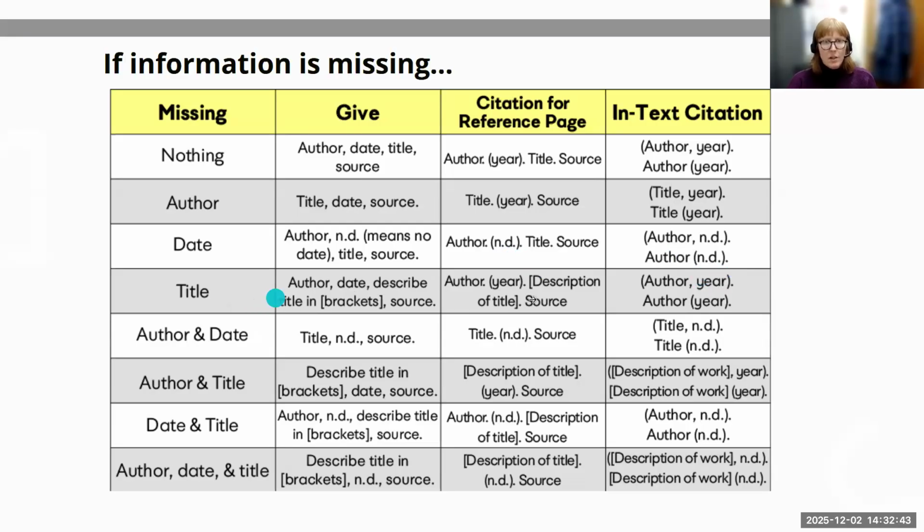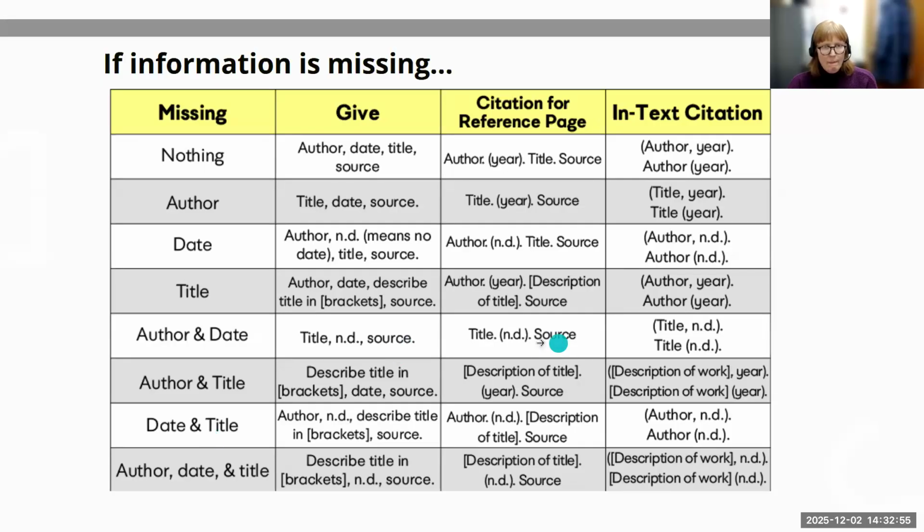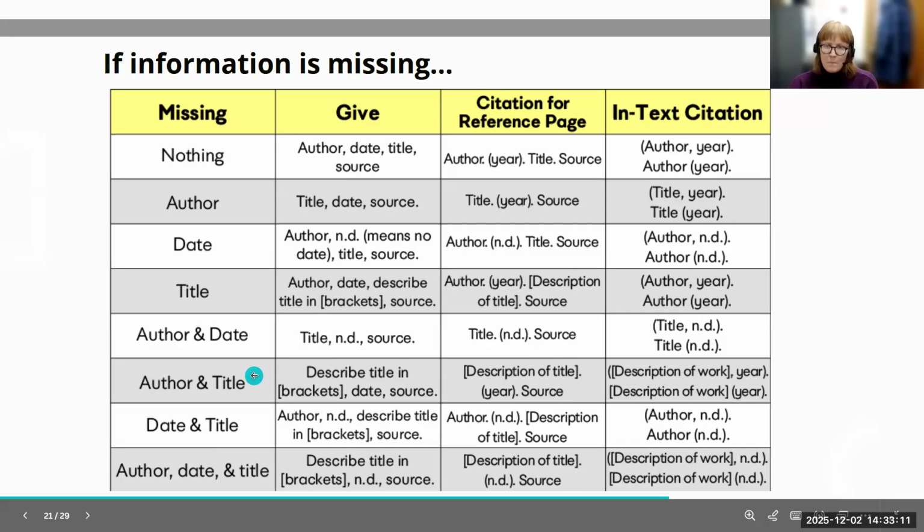If there's not a title, we can use a description of the source if we need to. And then another one that might come up is, let's see, again, it just takes the different things that are missing and shows you what to put as the first element. And it's usually the title or description of the title that you would need to put first, okay?